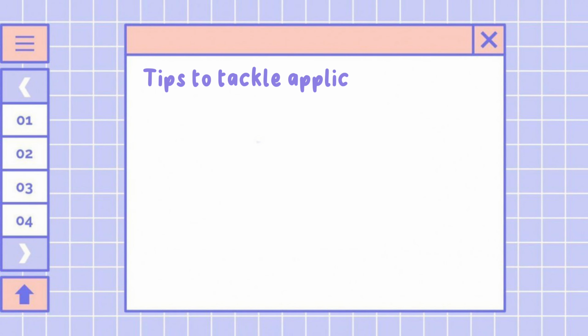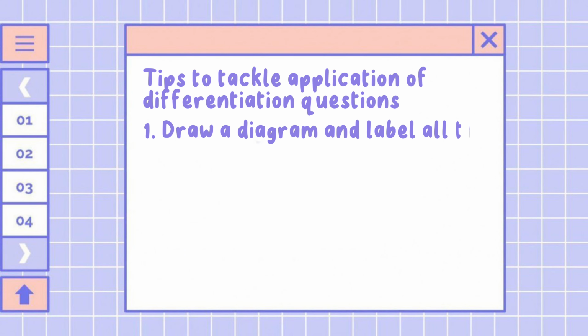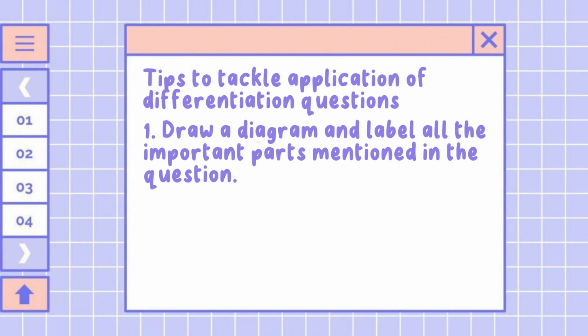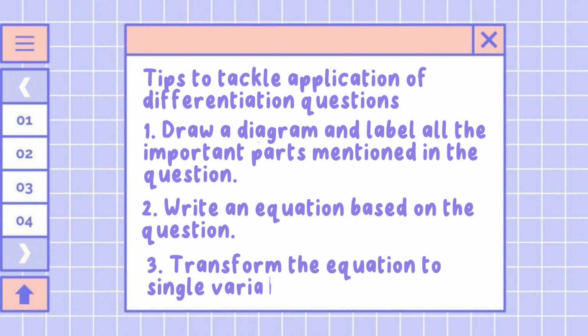Here are the tips on how to tackle application of differentiation questions. First, you need to draw a diagram and label all the important parts mentioned in the questions. Second, you need to write an equation based on the question. Third, you need to transform the equation to a single variable. You need to pick the variable that will make the solving step simpler.